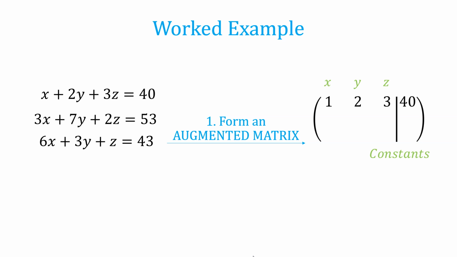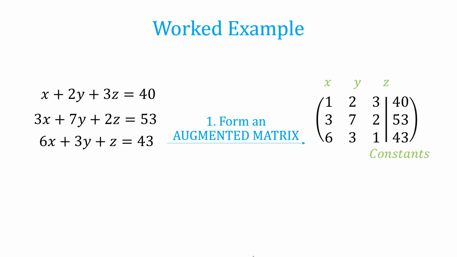That's all we're going to do, and if we do the same for each equation, we'll end up with a matrix looking like this. The second equation gives us 3, 7, 2 and 53 in the matrix, and the third equation gives us 6, 3, 1 and 43. So that's our augmented matrix form. That's the first step complete.